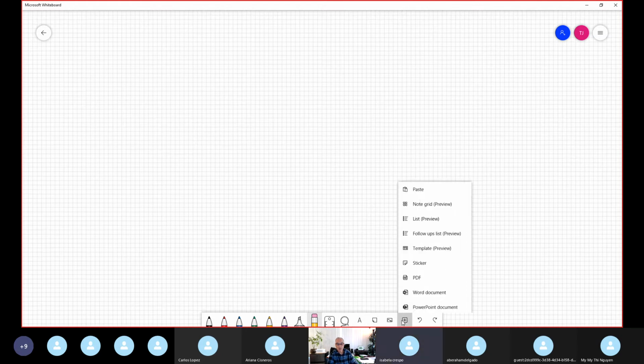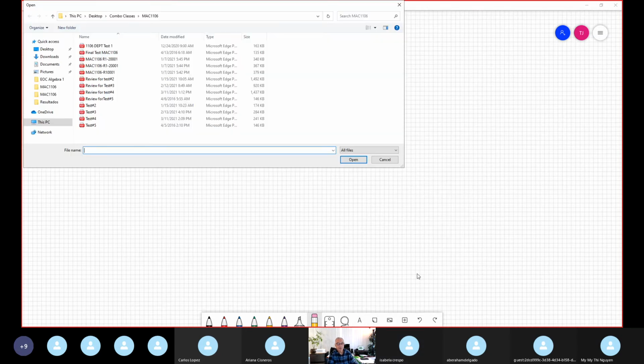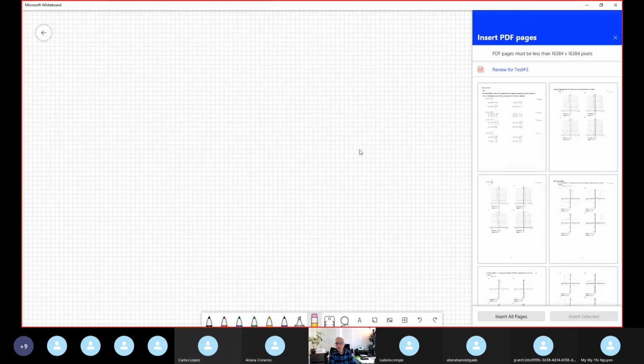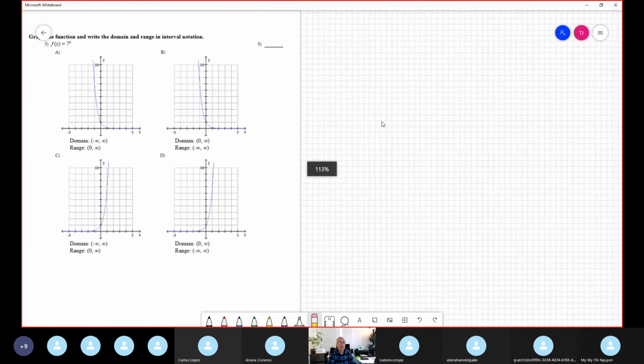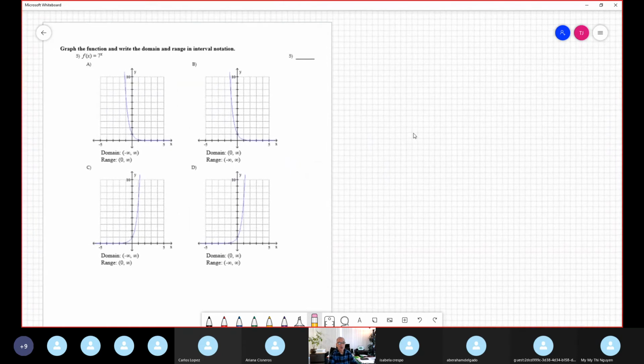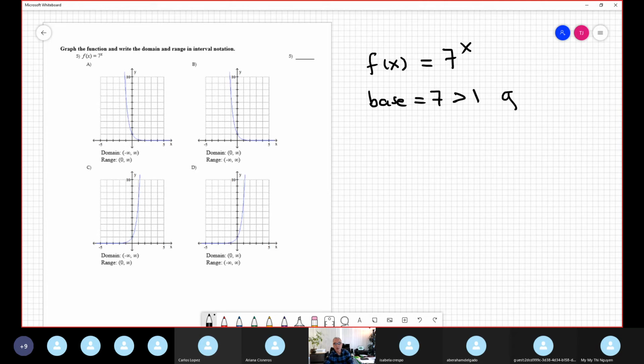Okay, let's move on to the collection of the exponential. Graph the function and write the domain and range in interval notation. Okay, so I see clearly f of x equals 7 to the x. The base is 7, and 7 is a number greater than 1. Therefore, it's exponential growth.